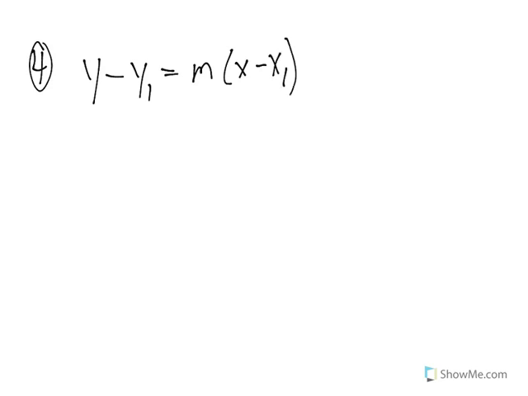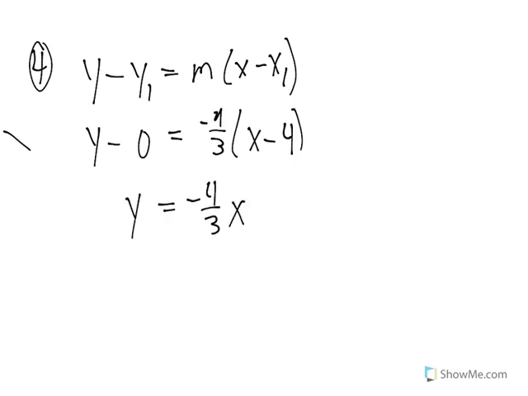Number 4 says graph the line containing the point P and having slope m. Alright, so number 4 here. If you have slope and you have a point that's not the y-intercept, it's pretty easy because there's the point-slope formula, assuming you have a point x1, y1 and the slope m. So we do. So y minus the y coordinate of 0 equals negative 4 thirds times x minus 4. So this becomes y equals negative 4 thirds x plus 16 thirds.